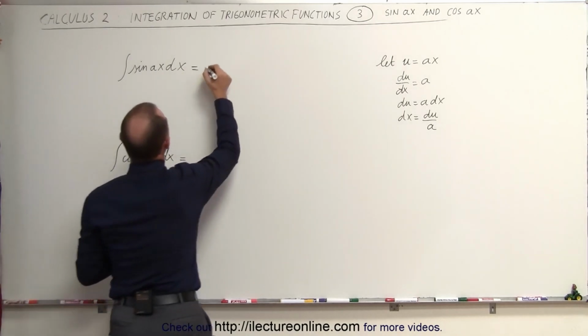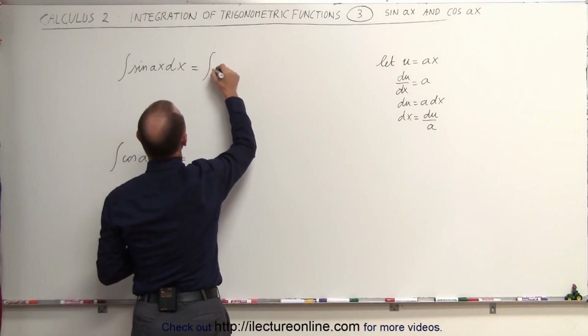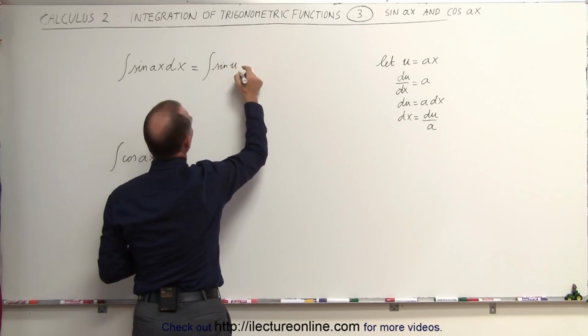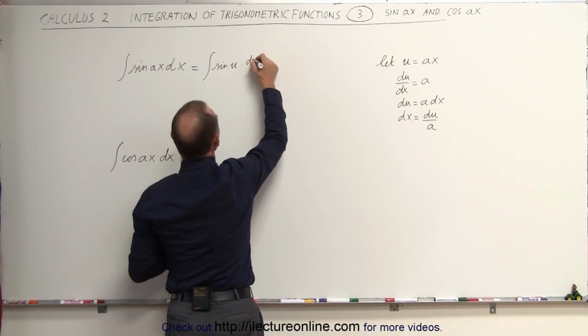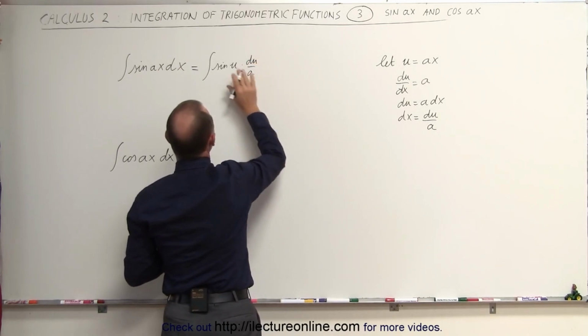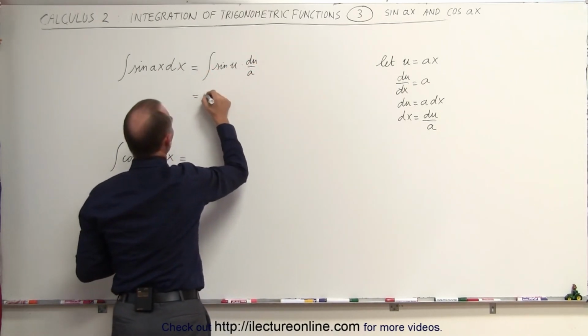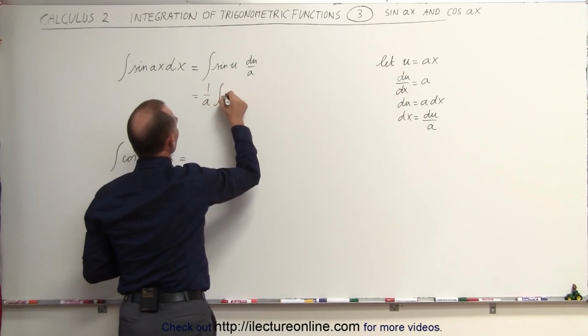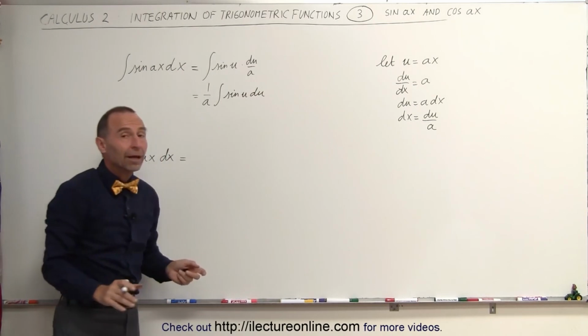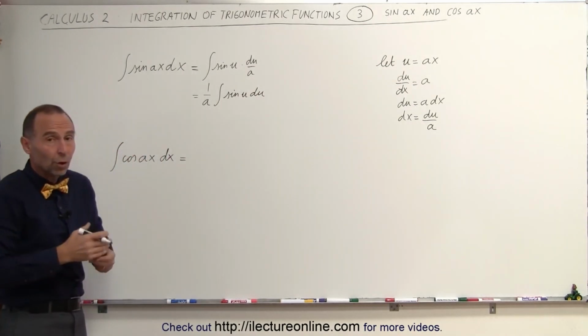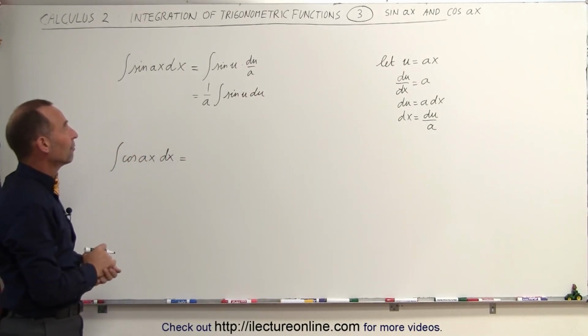So this becomes the integral of the sine of u, and instead of writing dx, we're going to write times du over a. We can then take the a outside the integral sign, so this is equal to 1 over a times the integral of the sine of u times du. This we know how to integrate. Instead of u, we know how to do it with x. It doesn't make any difference what the variable is.